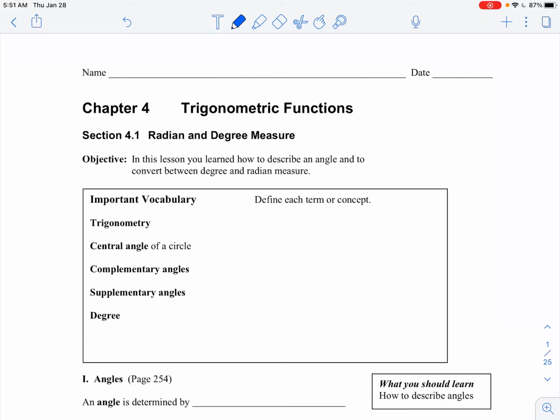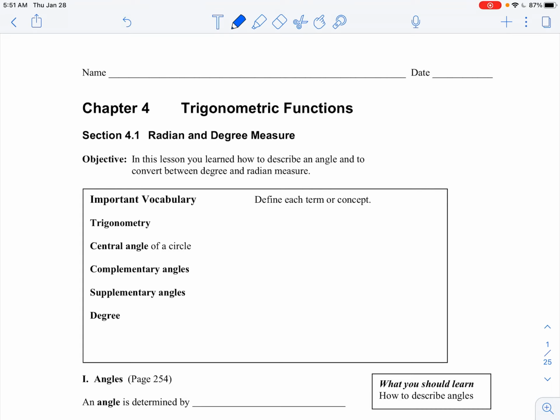Hey everybody, we're back and we're starting chapter 4. We're talking about trigonometric functions. Hopefully this is not the first time you've seen this. I'm hoping that you saw an introduction to this last year in your Algebra 2 class. But let's go ahead and get started.